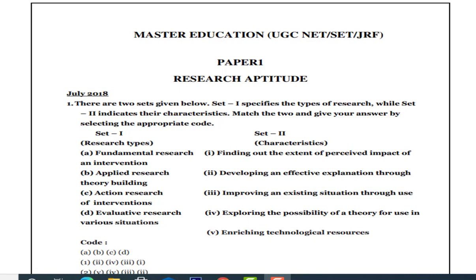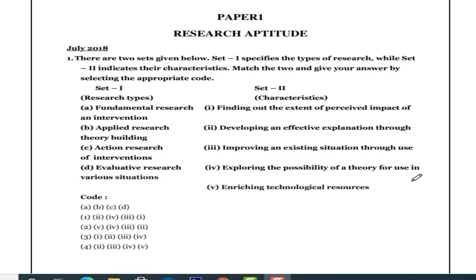Okay, then we go to the first question. The first question is, there are two sets given below. Set 1 specifies the types of research, while set 2 indicates their characteristics. So their characteristics and their types. Match the two and give your answer by selecting the appropriate code.